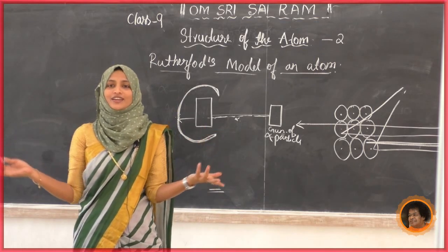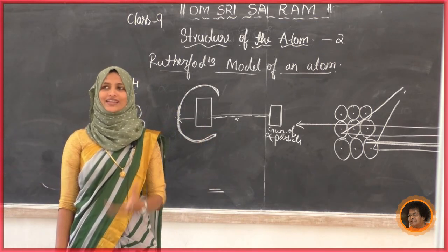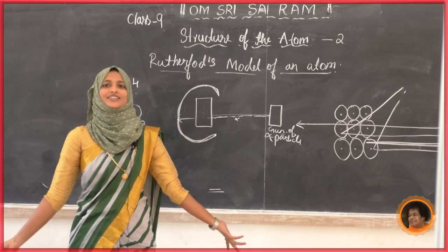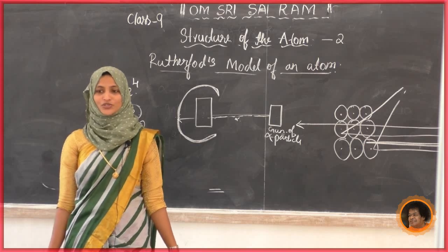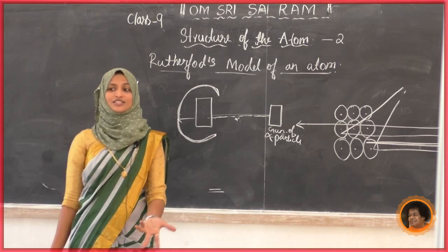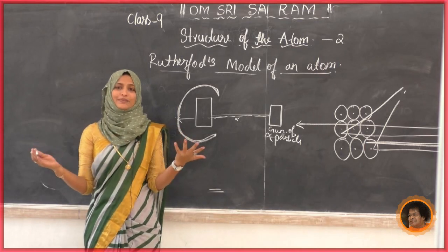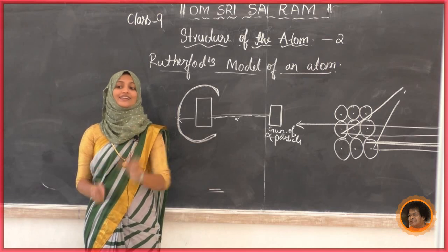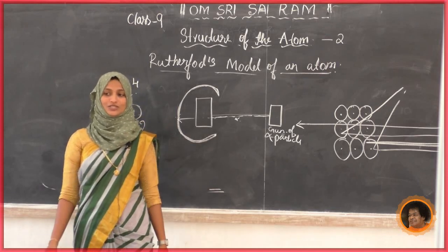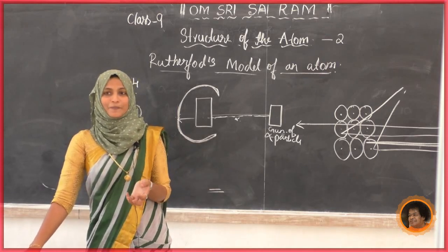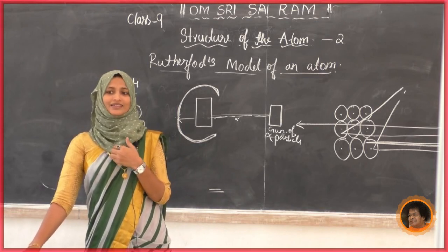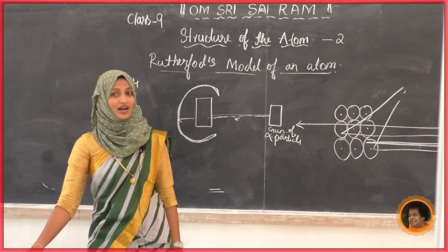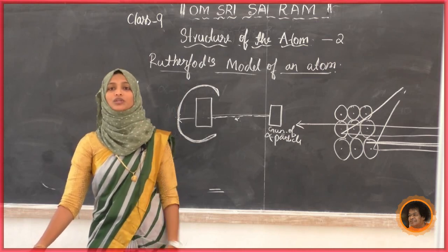So he was very surprised. Actually, he wanted to know the arrangement of electrons in an atom, but he got a different observation. He said this result was almost as incredible as if you fire a 15-inch shell at a piece of tissue paper and it comes back and hits you. He is saying it like that. Okay? Now, after the observation, we have to conclude something.